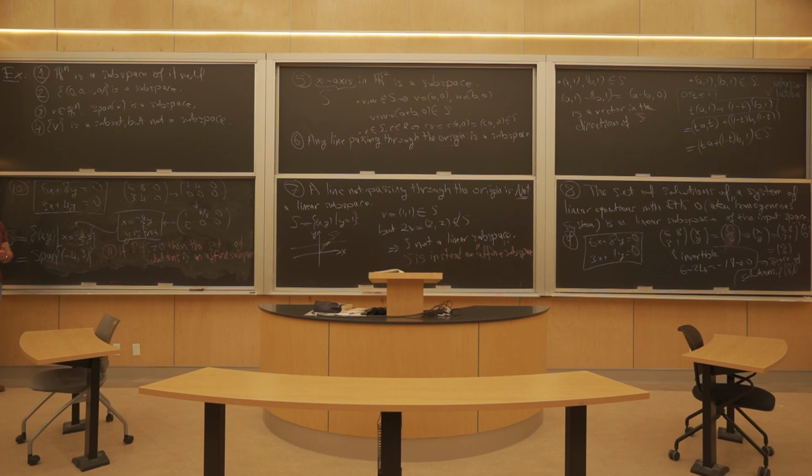Any questions? Here's a nice exercise. Come up with a system of two equations with two unknowns, with right-hand side non-zero, such that its solution set is this line. Okay, this is a nice exercise. I want to leave it to you. Where should I write it? I'm going to write it there.